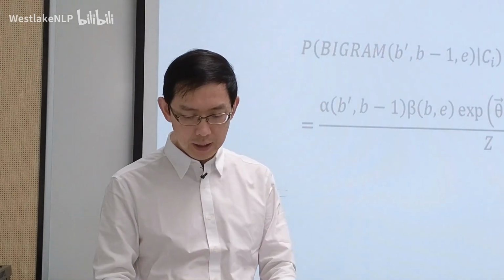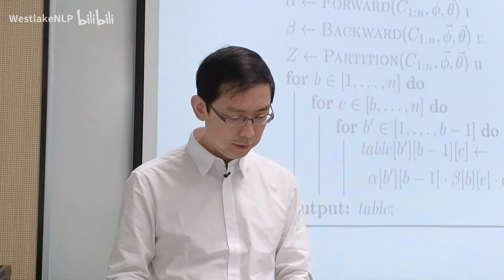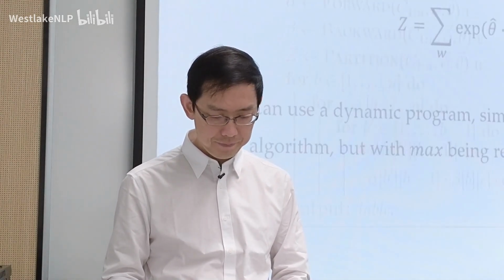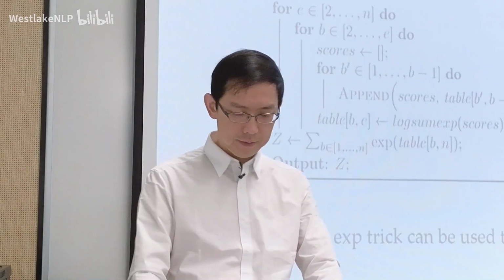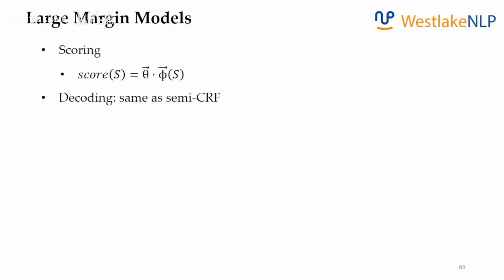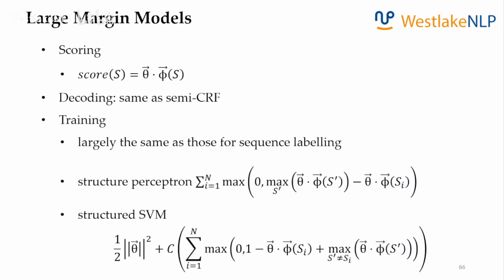Okay. Next, let's take a look at the large margin models from slide 65. And we know that large margin models include SVM and the perceptron. The parameterization scoring are the same as SVM. The decoding algorithms are the same. It's only that the training algorithm is different. Okay, the training algorithm is different.